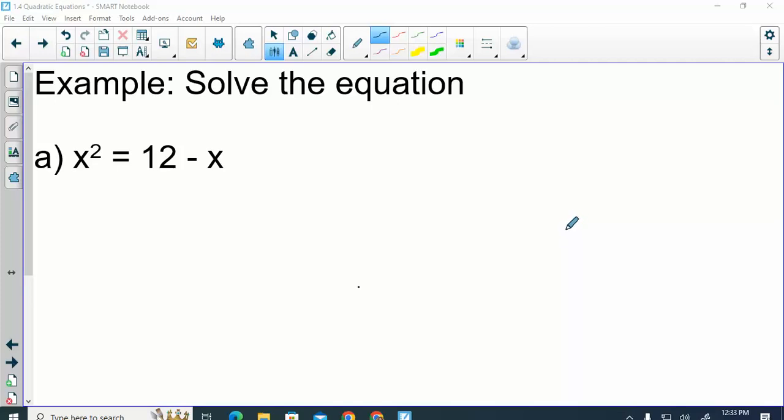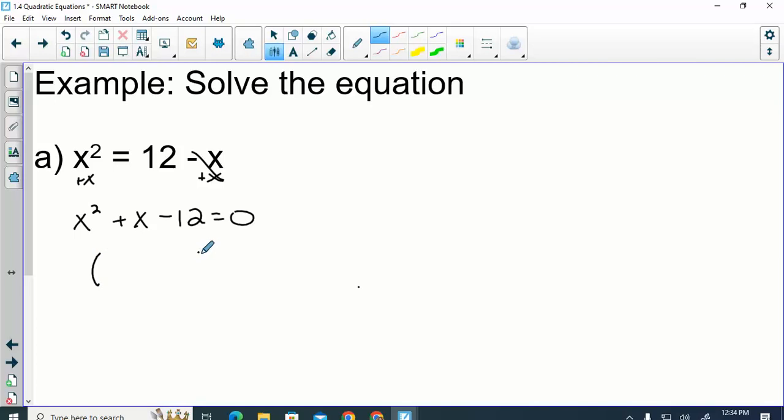What would I need to do to solve that? We prefer to keep the squared term positive. So I'm going to add over my x and subtract my 12. So x squared plus x minus 12 equals 0. Does it bother you guys if I don't write the plus x and minus 12? Okay. Then what?